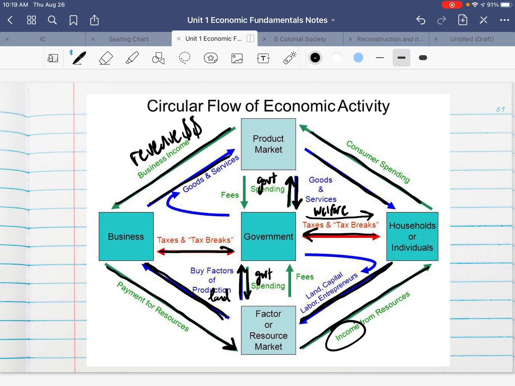Okay, same with the government. Businesses pay taxes to the government, business taxes, and then the government helps them out with tax breaks and rebates and what's known as subsidies, where the government pays certain businesses to do certain things using tax money. So that's the circular flow model. I've linked another video of another teacher explaining it, so you should go take a look at that.